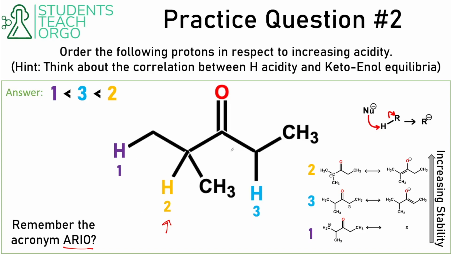All 3 of these hydrogens are attached to the same atom, so the A doesn't matter, but R stands for resonance, and that negative charge that'll be left when you take that proton, the resonance structures will be different. So this is the R in ARIO, I guess. So in 2, you can see that this negative charge on this carbon, we can move that negative charge to the oxygen and create this enolate.